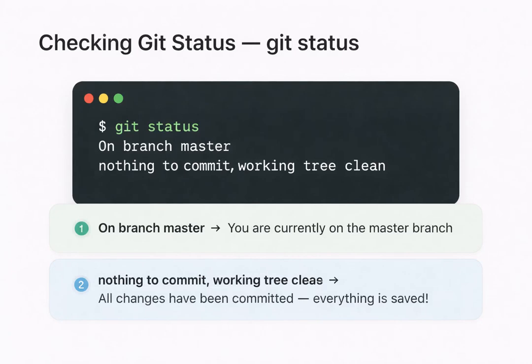After you have committed your changes, you can check the current state of your repository using the git status command. When you run this command, Git tells you which branch you are on, in this case, the master branch, and whether there are any uncommitted changes. If you see the message, nothing to commit, working tree clean, that means everything is perfectly saved. All your changes have been committed and your working directory is clean. This is a command you will use constantly as a developer to keep track of where you are in your workflow. We will talk more about branches, like the master branch, in the next part of this workshop.